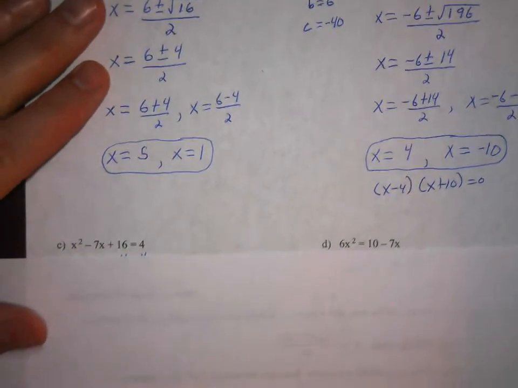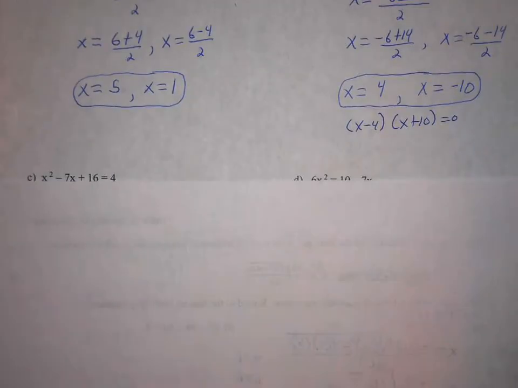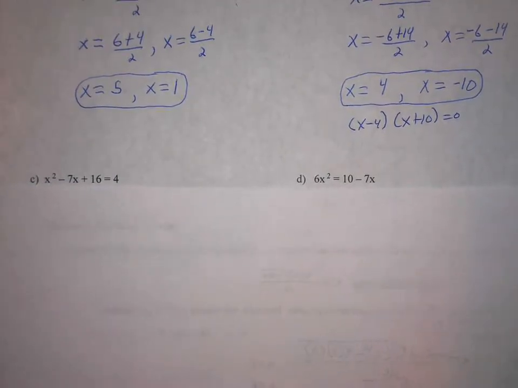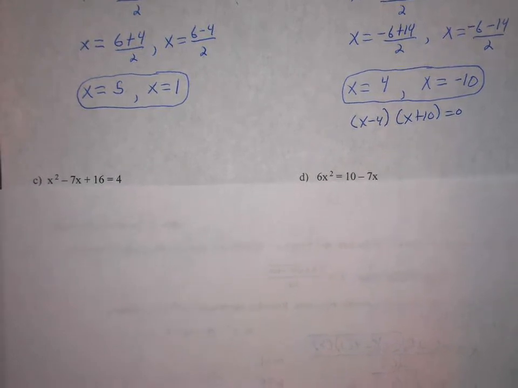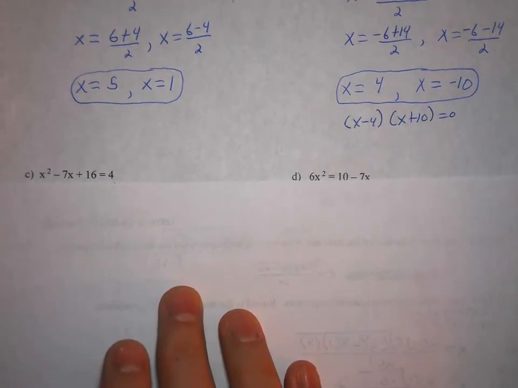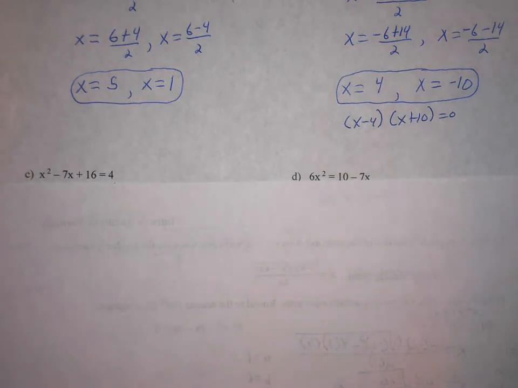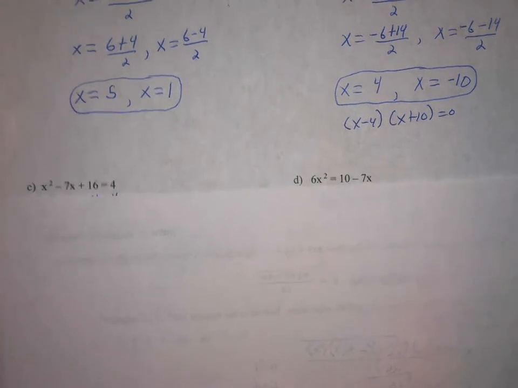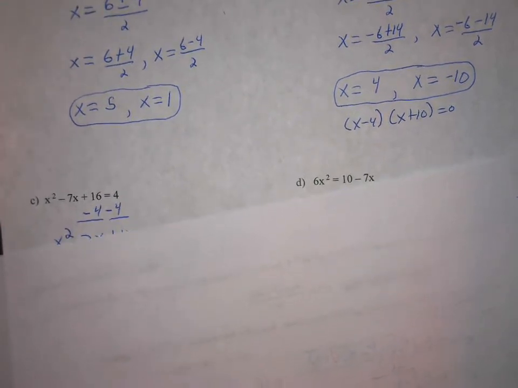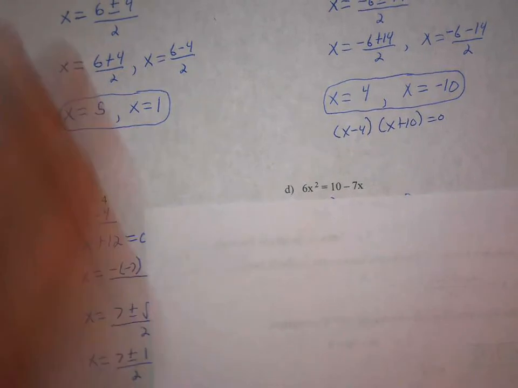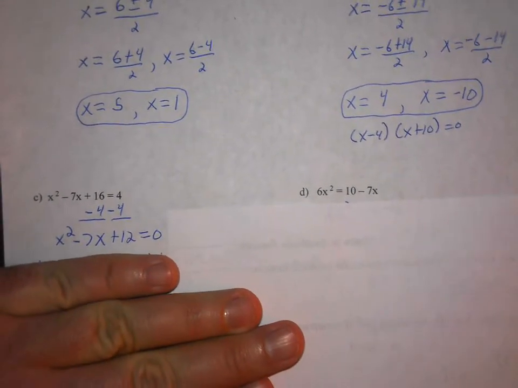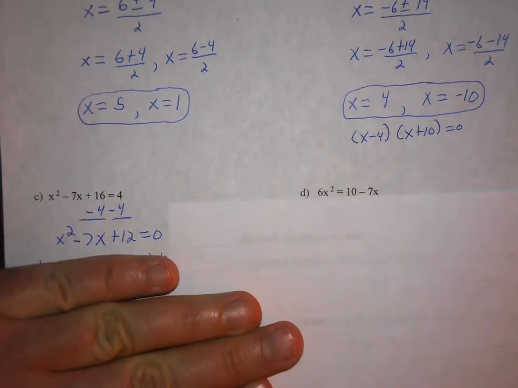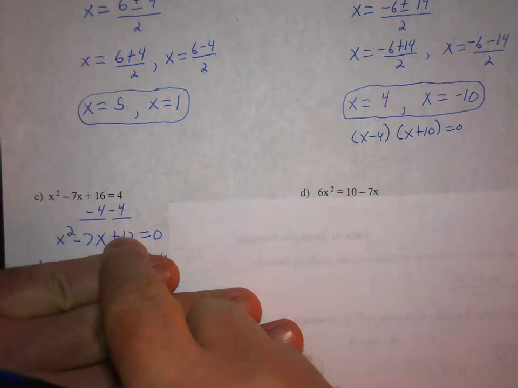Okay, now the last two are a little bit different because they don't have it equal to 0 yet. So you have to get it equal to 0. If your quadratic does not equal 0 on one side, you have to get it that way, so it's in the proper form. So in the first one, in part C, we'll subtract 4 from each side. And that'll give you x squared minus 7x plus 12. Okay, so go through and solve that one.